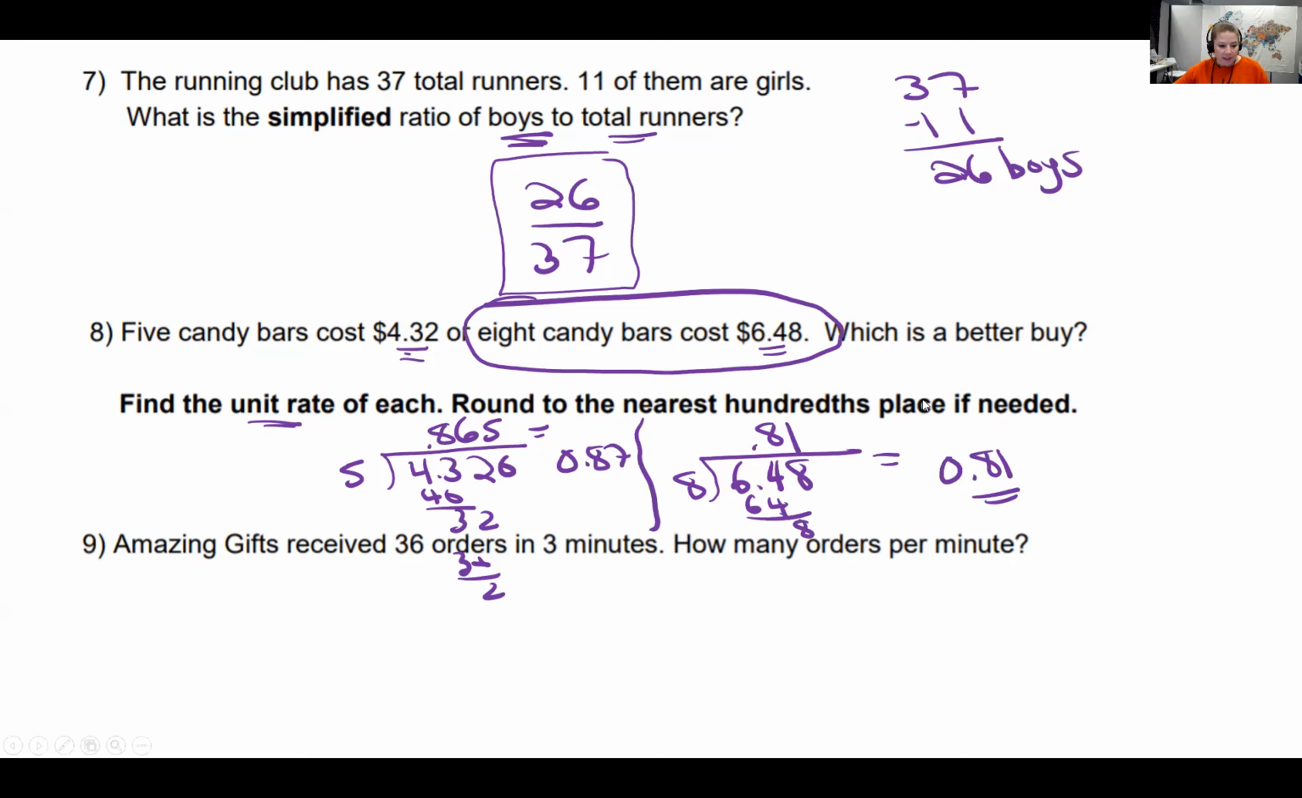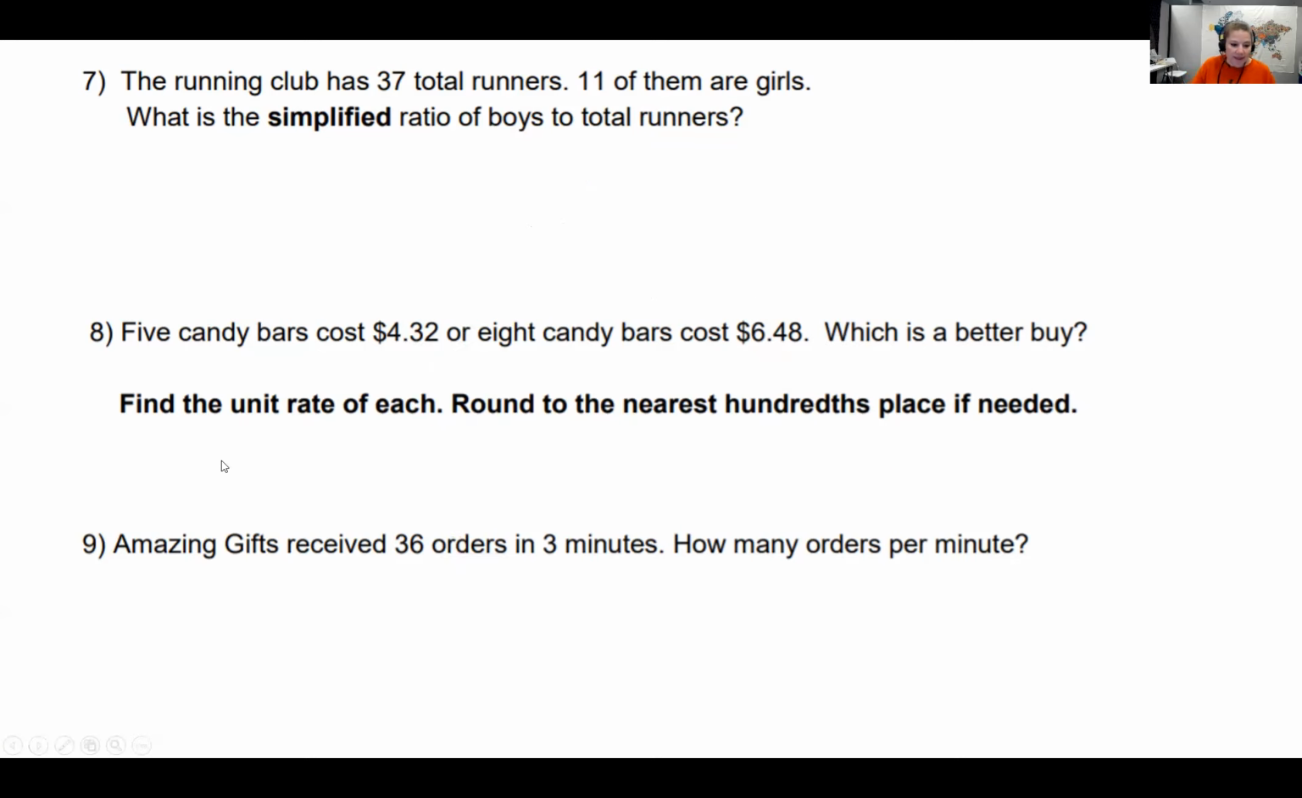All right. Number 9, I hope you guys are doing great. Amazing Gifts received 36 orders in 3 minutes. How many orders per minute? Since orders per minute, we are going to divide our orders by our minutes. So 36 divided by 3. So the answer is 12 orders per minute.